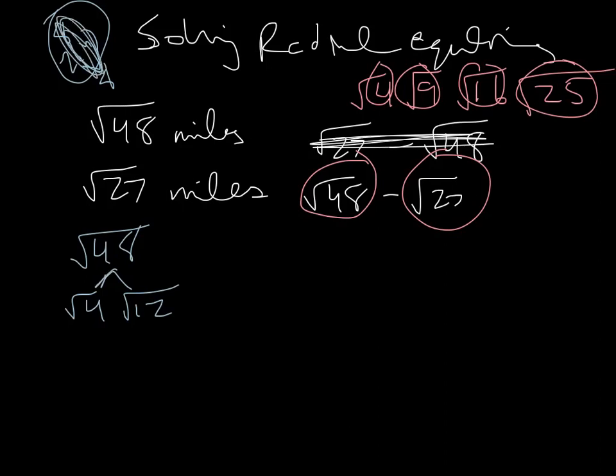I could always multiply radical 4 times radical 12, like those little tree things whenever you take something and break it down. That's exactly what we're doing here. 4 times 12 is 48. So if I wanted, I could always put these two back together and make it radical 48. So I'm not changing what radical 48 is. I'm just changing what it looks like.